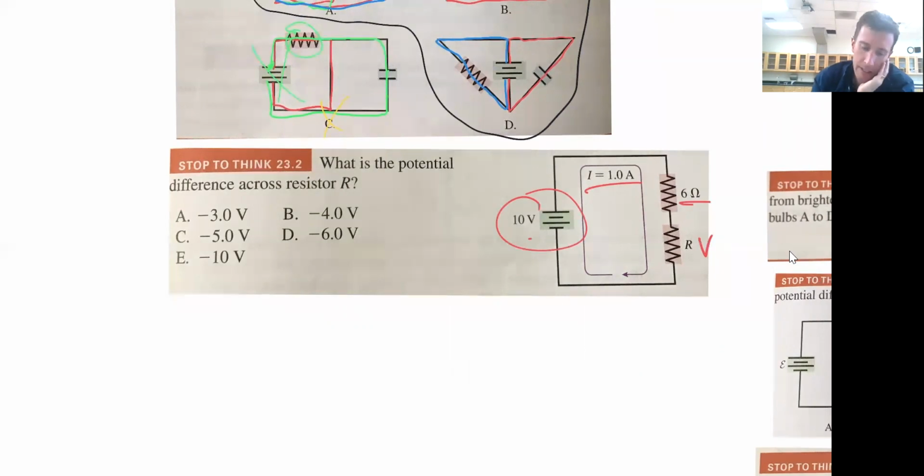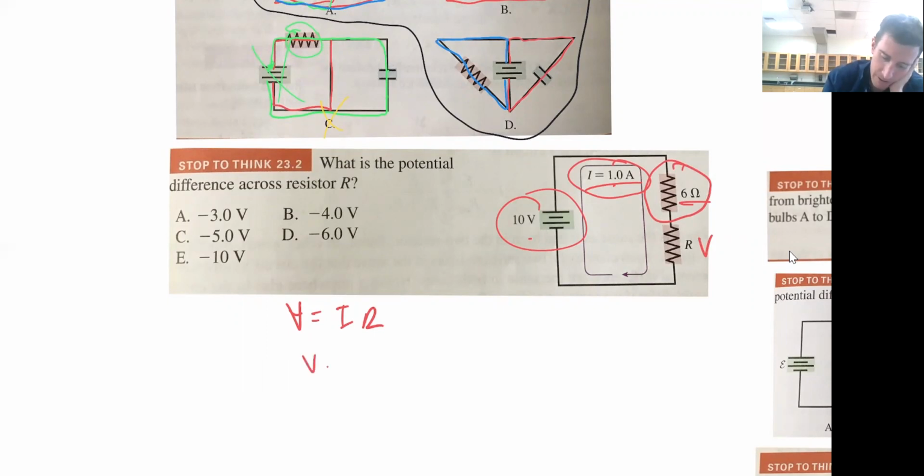Well, I know that voltage V equals IR, current times resistor. So I have 1 amp here. If I'm solving for the voltage on that one, since that's a known resistance, I could say voltage equals 1 amp times 6 ohms, which is equal to 6 volts.